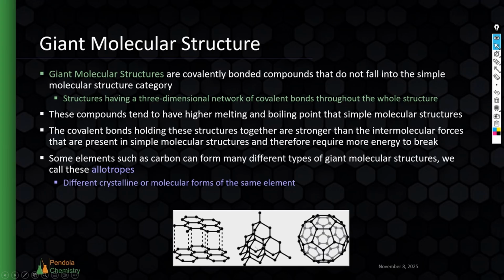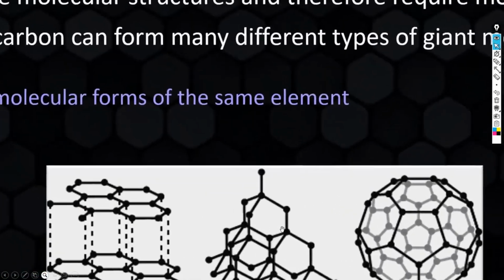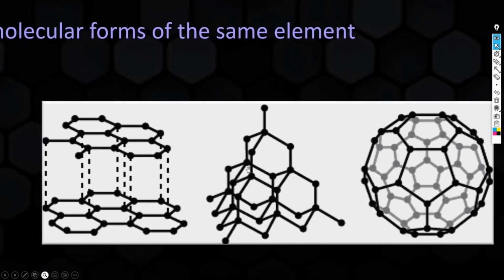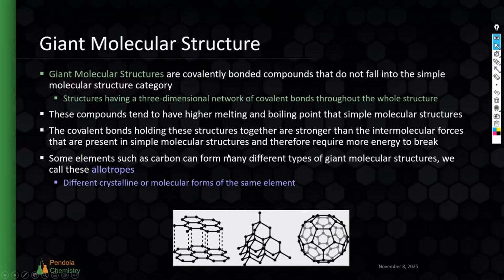These compounds tend to have very different properties from simple molecular compounds, because every single atom in that compound is covalently bonded to another. So the idea of intermolecular forces doesn't fit into giant molecular structures, because every single atom is covalently bonded to another. The compounds tend to have very high melting and boiling points when compared to simple molecular structures, because when you boil or melt a giant molecular compound, you are breaking covalent bonds.